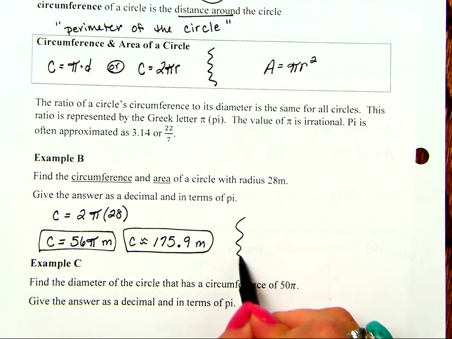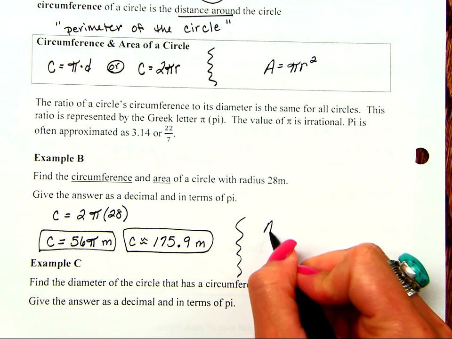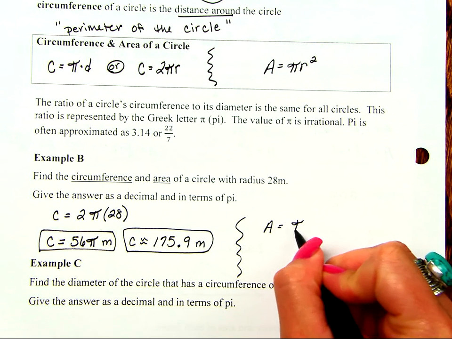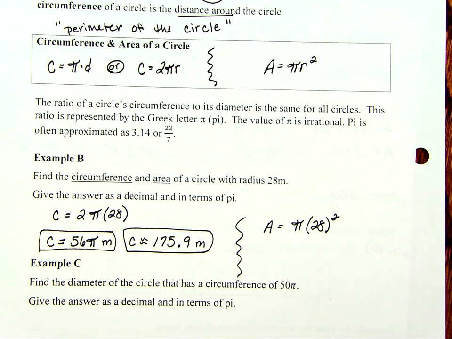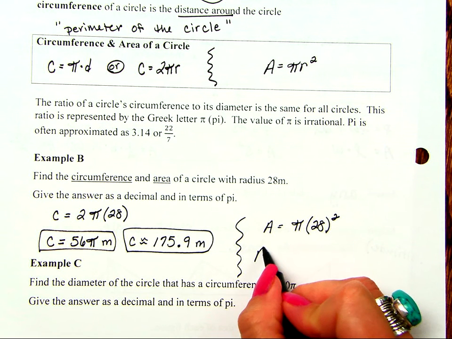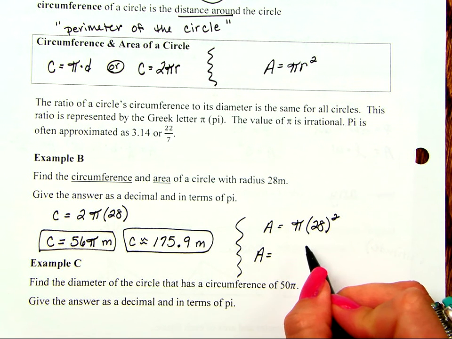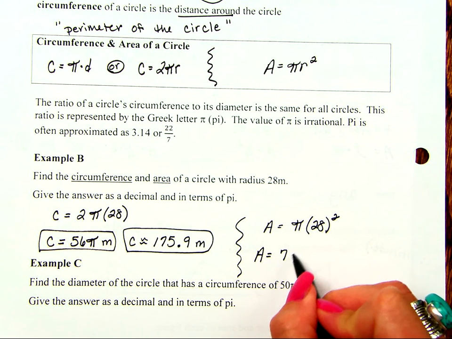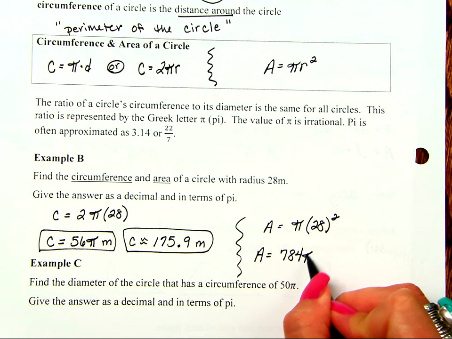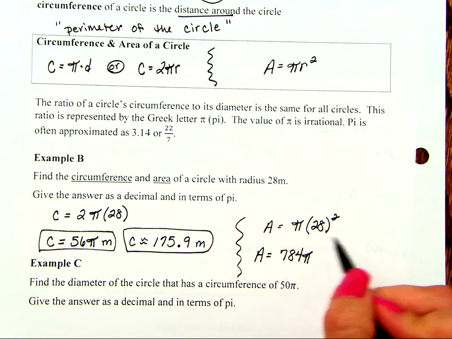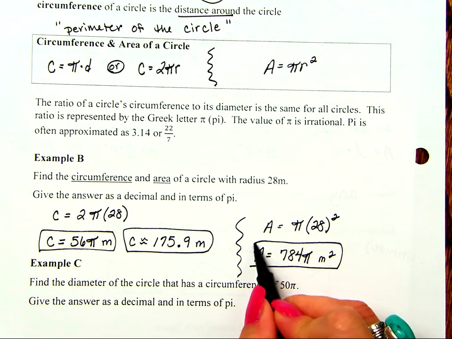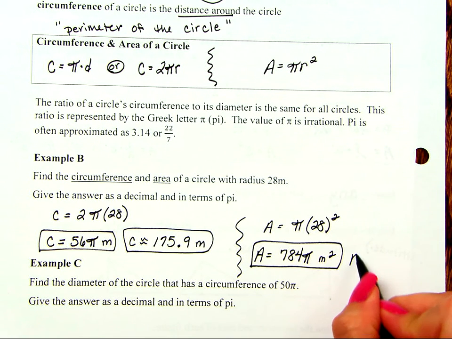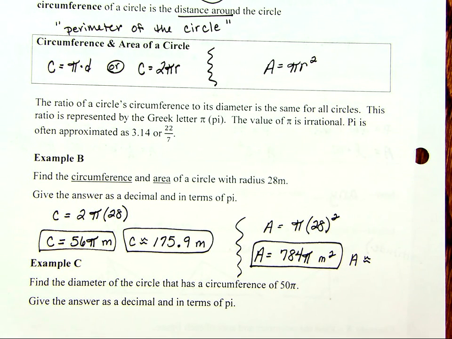Now when I go to calculate my area, we know that area is pi r squared. We need to remember that we're taking that 28 and squaring it, 28 times 28. In terms of pi, my answer would be 784 pi, and that would be meters squared. This would be an exact answer, and the approximation is what we would get when we multiply by pi.